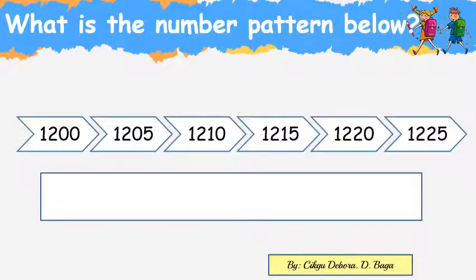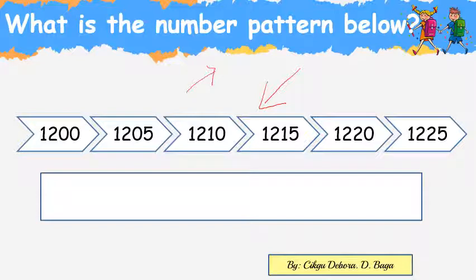Okay kids, we move to the example. What is the number pattern below? To know a number pattern, you should identify the order of the numbers first, either ascending order or descending order. If it is in ascending order, that means the numbers are increasing from small to big. And if it is in descending order, that means the numbers are decreasing from big to small.